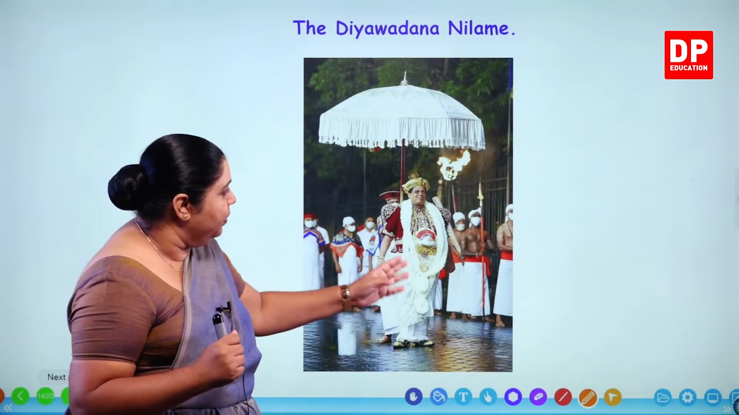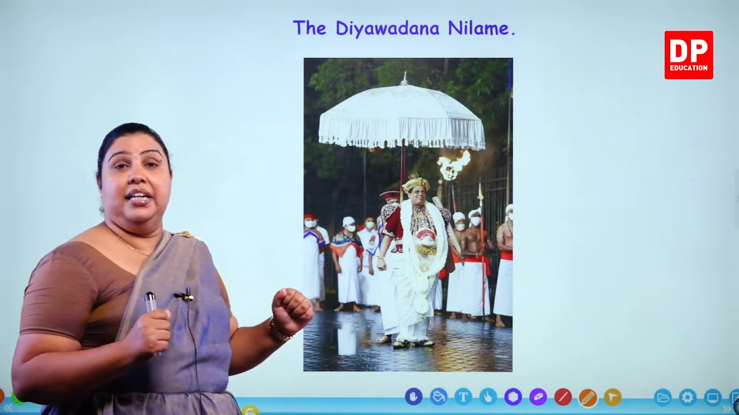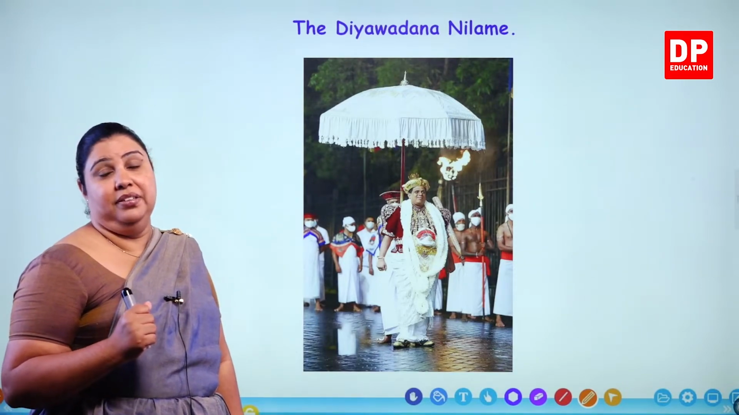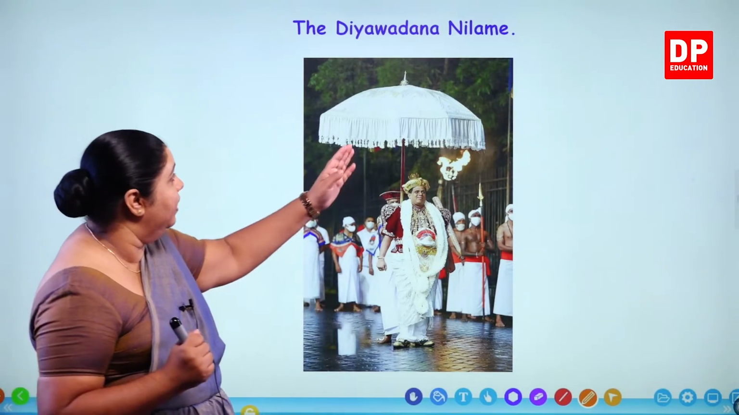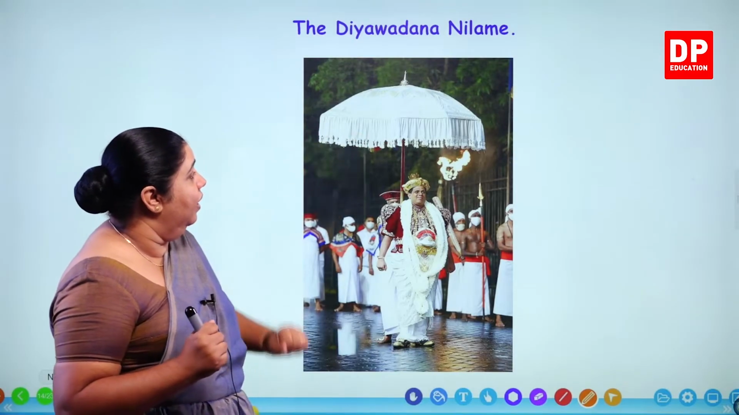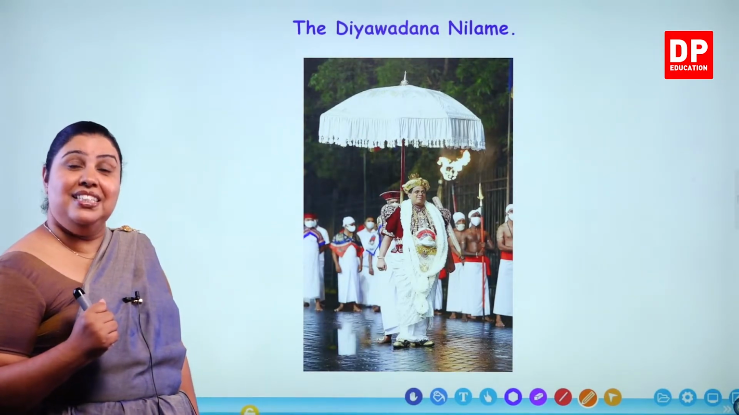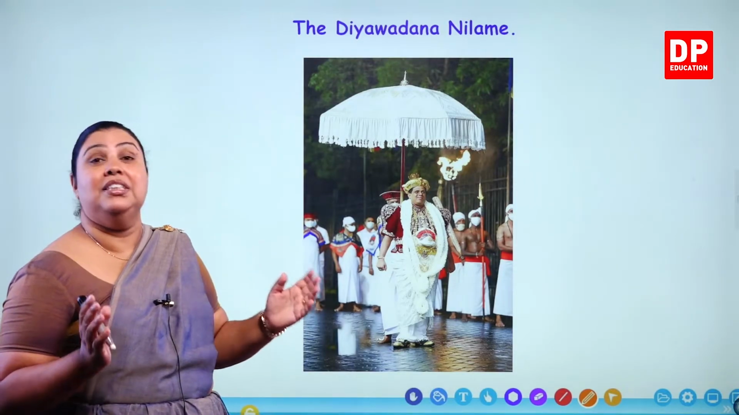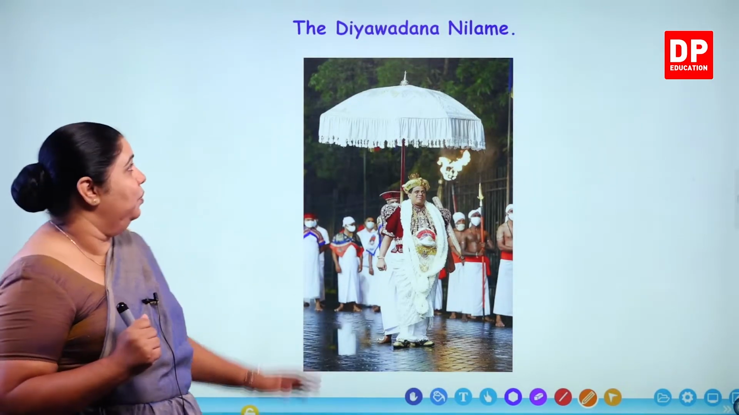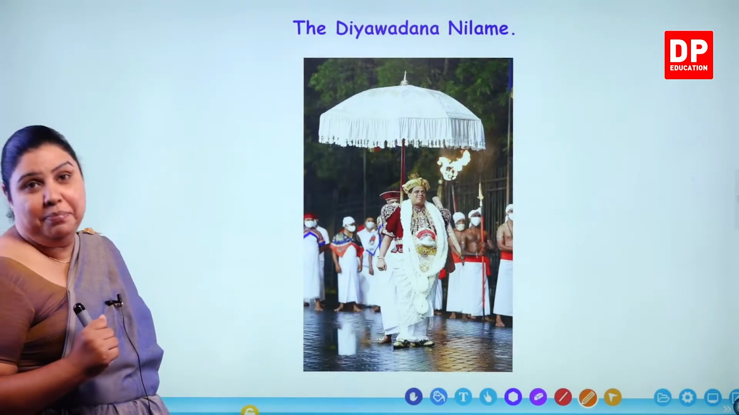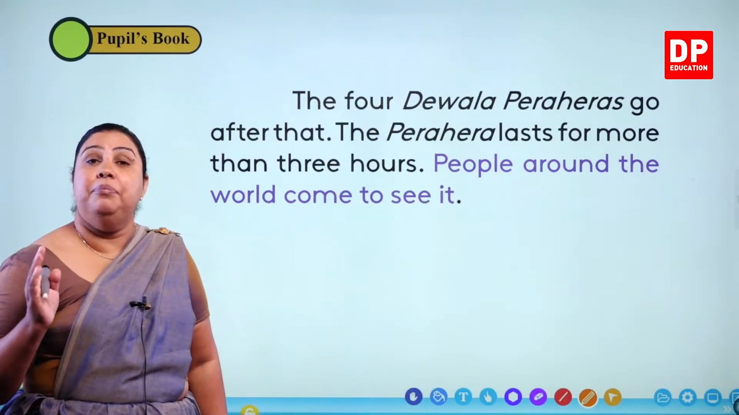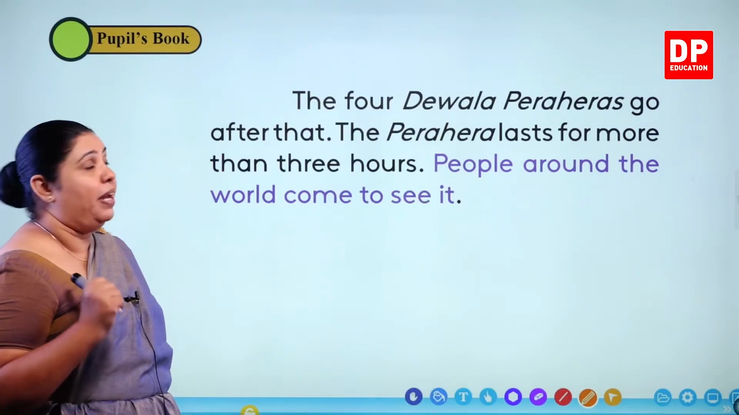He is wearing a lot of garlands and it's so beautiful, very beautiful clothing, very majestic. Can you see the beautiful big umbrella that is here? So that all depicts the majesty of the Kandy Perahera. So this is the Diyavadana Nilame. Then we have our last paragraph in the pupils book, the last paragraph.